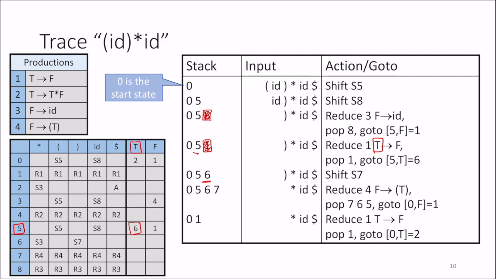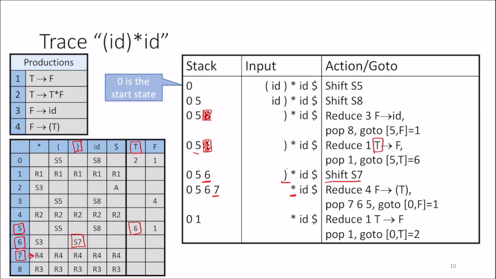Now we go to 6 and look at the input symbol close parenthesis, and we can see that it's shift 7. So shift to state 7, and that's what we shift onto the stack. The next input symbol is the multiplication operator. So we go to state 7, and now we can see that no matter what the next symbol is, it's always reducing using rule number 4.